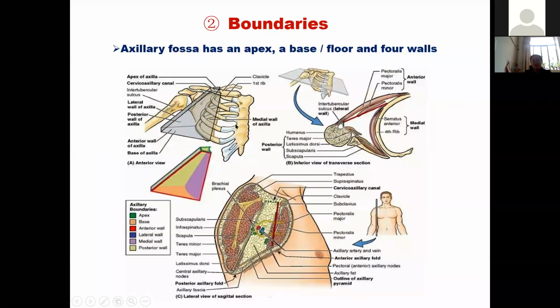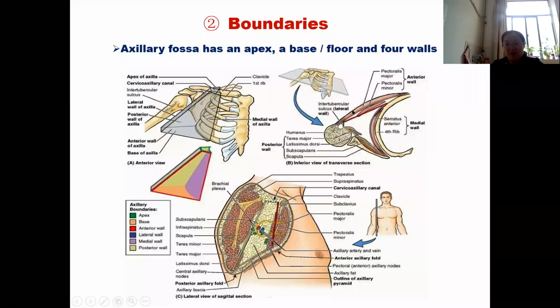You can see from here we use a different view. This is just similar to that one. If we make a transverse section and observe from upward to lower, we can find this is the medial wall. This is the anterior wall.